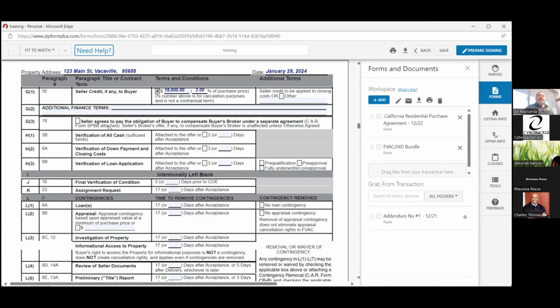G3 is a newer form that is included in our purchase agreement. Who's used G3 before? Me? Who's me? Deborah? No, I'm just looking it up. Which one? It's the SPBB, seller's payment to buyer's broker.